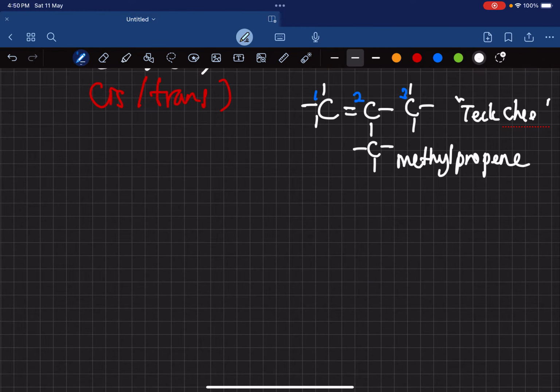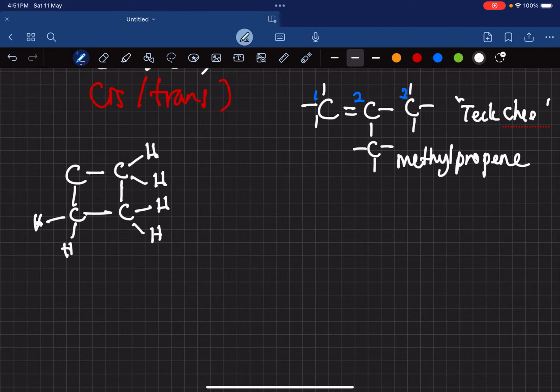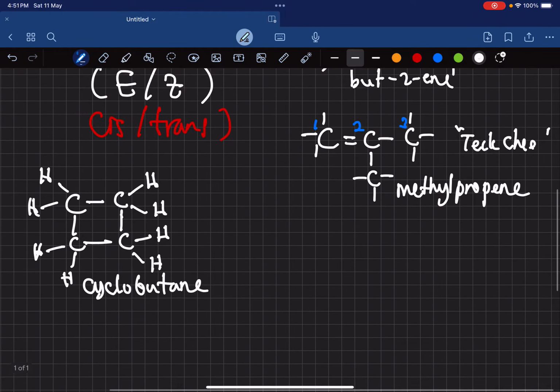So Tekchi said, hey, why can't we draw this? Then I remembered, yeah, you can. So with this formula, we can also draw this. This is another one, right? This one is cyclobutane. So this is another one. There are already 4 here.